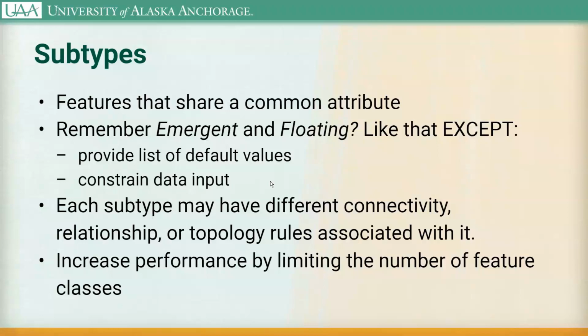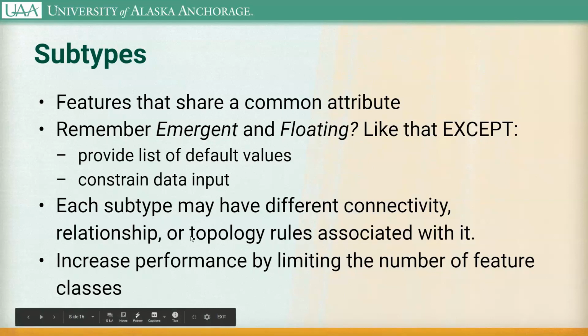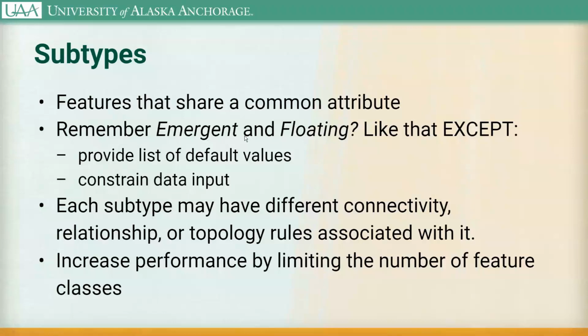The recommended approach for the lab was to enter this information into an attribute field. So you can then take that a step further and classify those as subtypes for that field and apply some different rules and management to it. So one of the things that can be different for those is that emergent features could have different topology rules than floating.